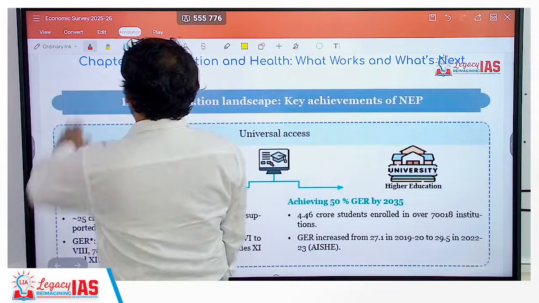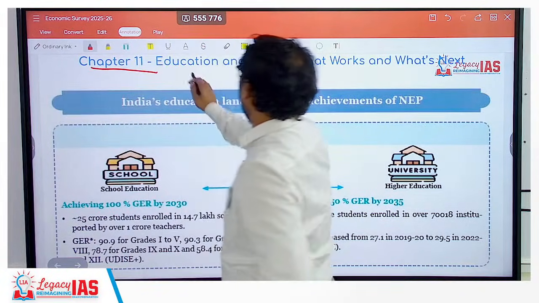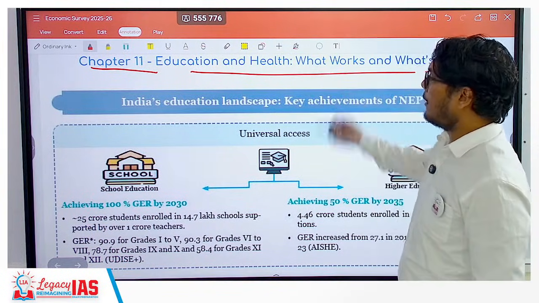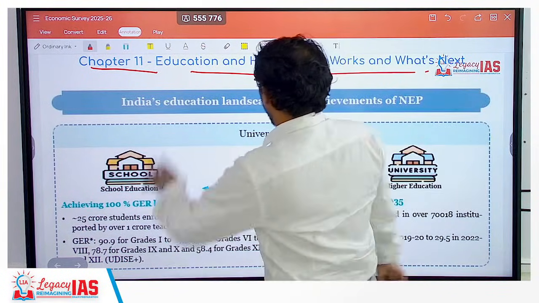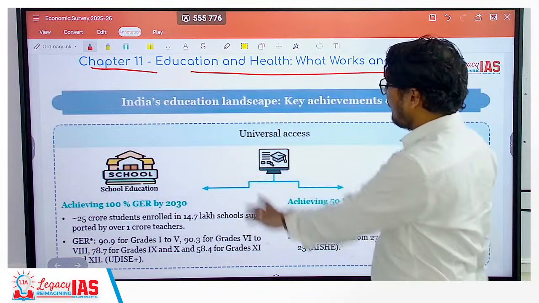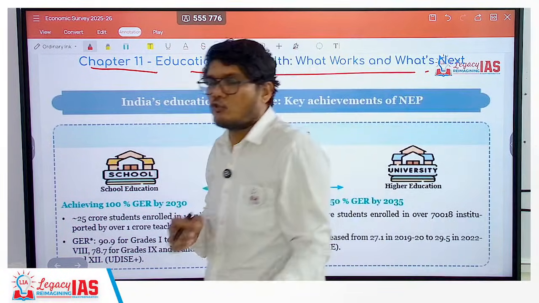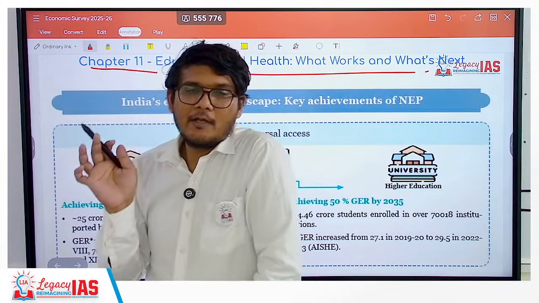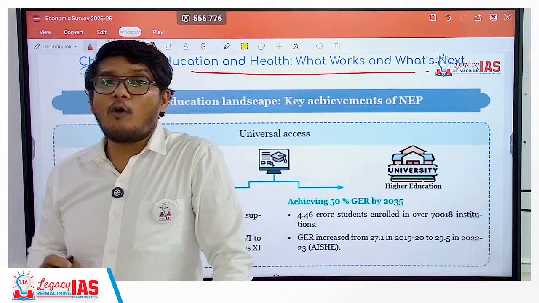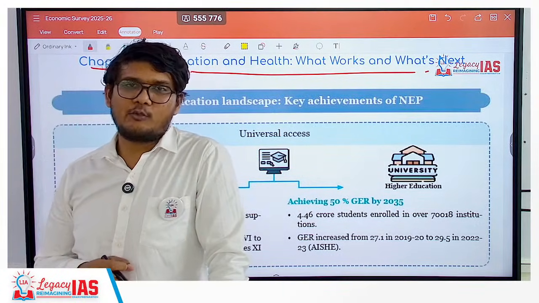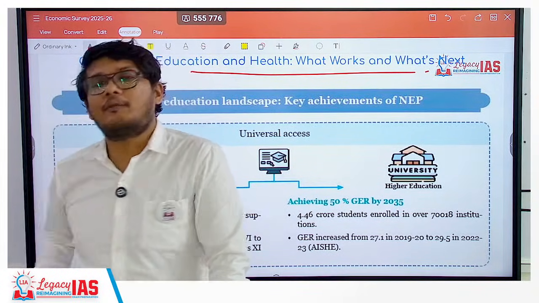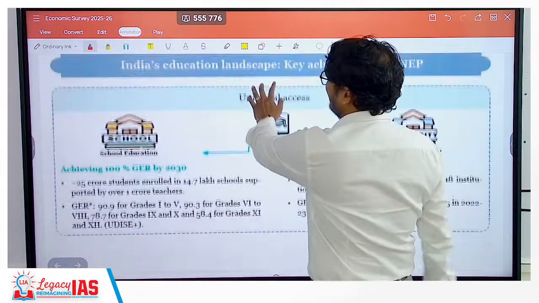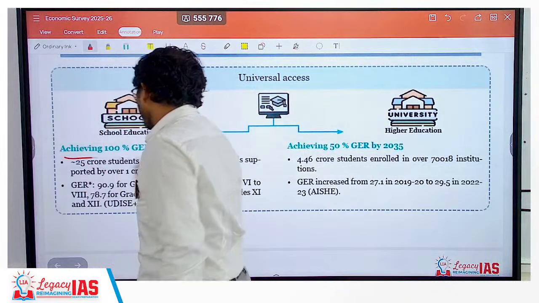Let's move on to the next chapter, that is chapter 11, education and health, what works and what is going to be next. So as far as education is concerned, India wants universal access to education. If you look at school education, 10, 12 standard, we want 100% access to education. That means 100% of Indian citizens should be having at least that minimum education. That is our target.